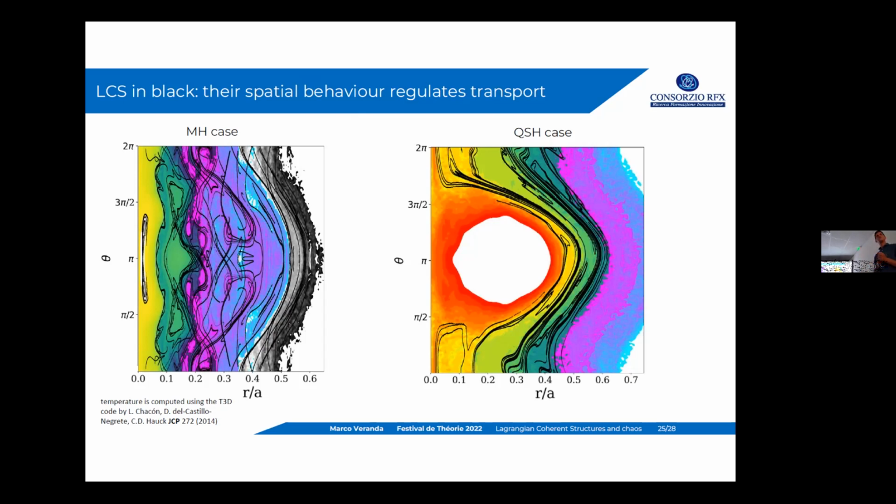The second consideration, yes? Quick question. These things look rather thin. How many gyro radii across are they? It depends, but for example these tight ones, the black ones there, are a few electron gyro radii, but for the ions they are, let's say, half, minor than the ion gyro radius. They are of the order of the ion gyro radius. Yeah, that's important.